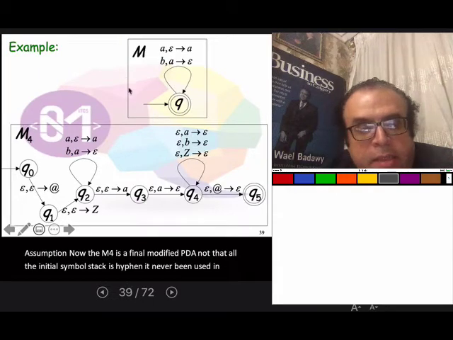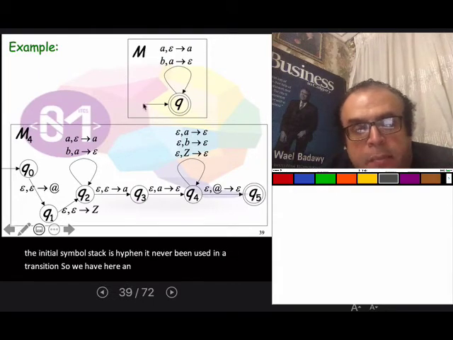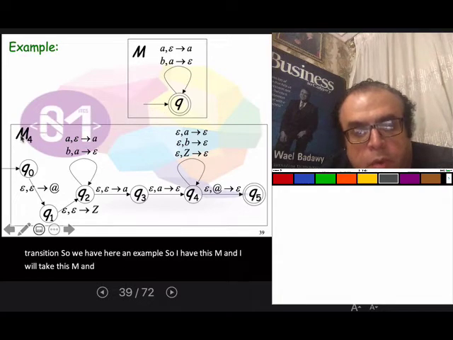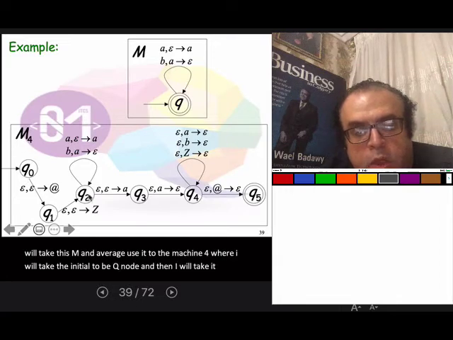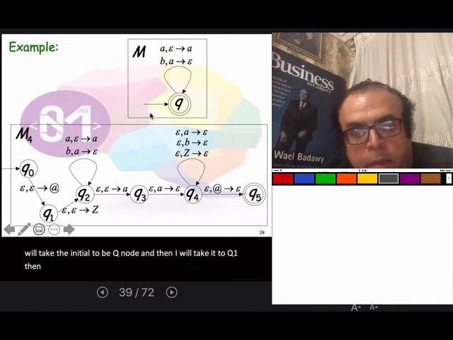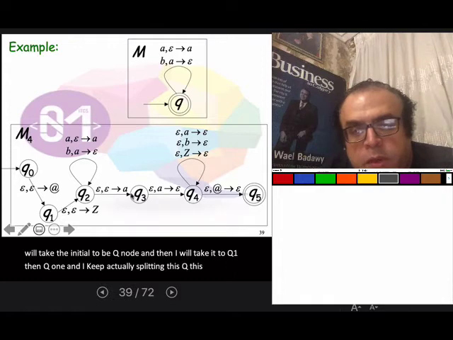So we'll have here an example. So I have this M, and I will take this M and I will reduce it to the machine M4, where I will take the initial to be Q0, and then I will take it to Q1, and I keep splitting this machine to produce this version.